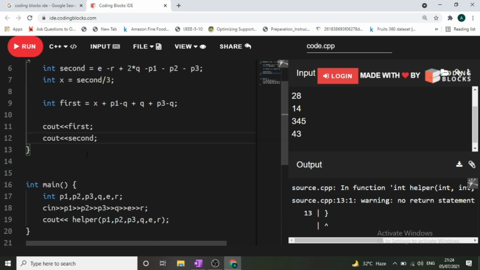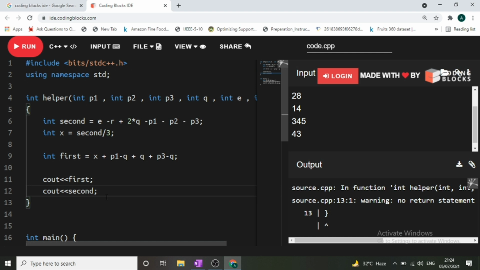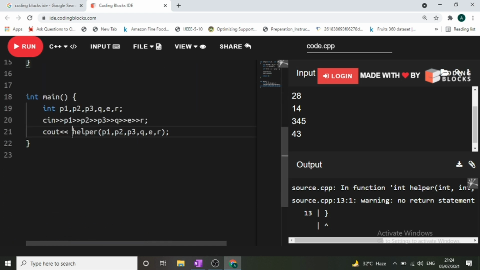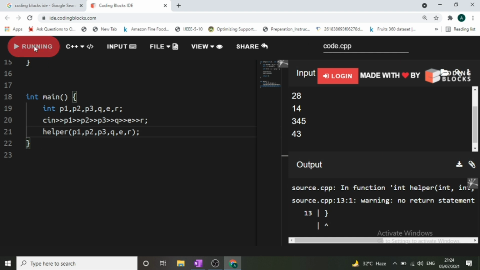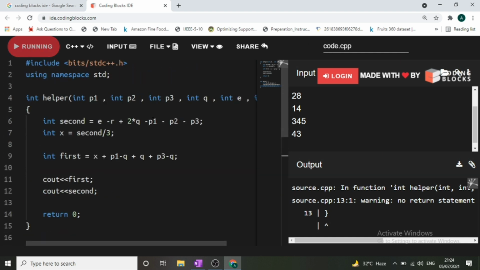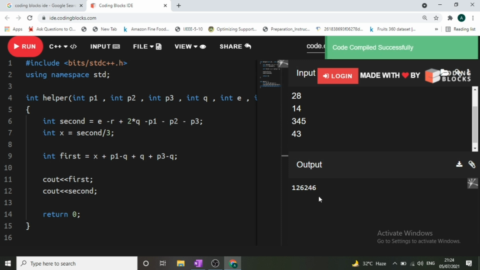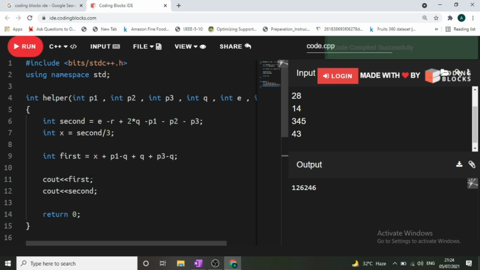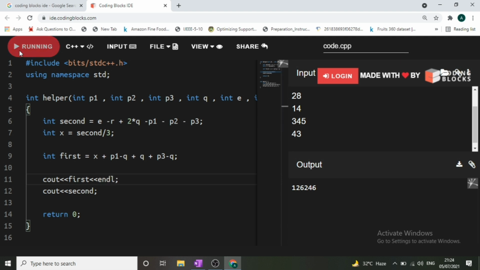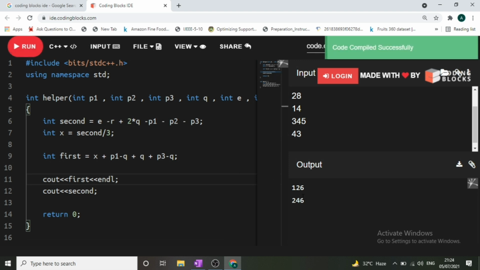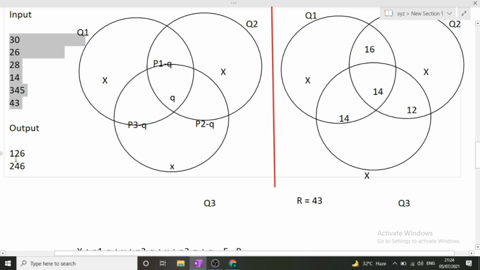Okay, sorry. Here we have to return 0 because it is an int function, and here we can simply call helper only. That doesn't matter, it is still a returning function. Okay, so 126 and 246. Again we have to print it on separate lines. So I hope things are clear to you, because our answer is coming out correct, and that was only because of the equation that we found. So first was 126, then was 246.